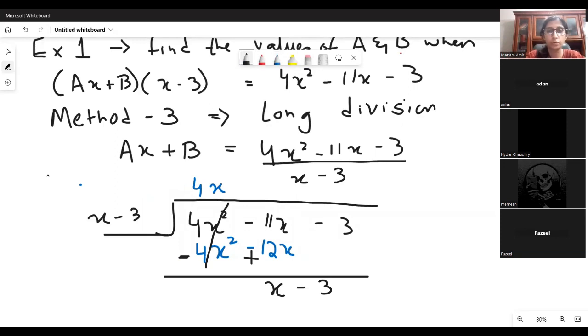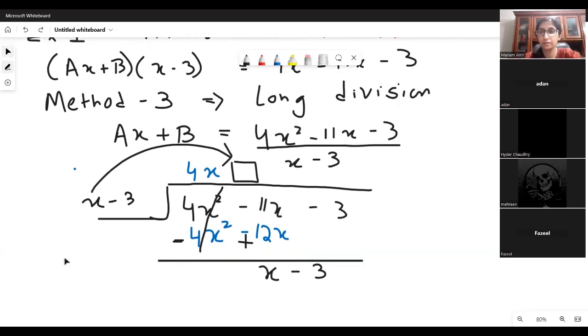Okay. Now what do I write here? So that when x multiplies with that value, we get an x again. What do we multiply x with so that we get an x? Plus 1. Plus 1, yes. So we multiply plus 1 here. So x times plus 1 is x. Minus 3 times plus 1 is minus 3.